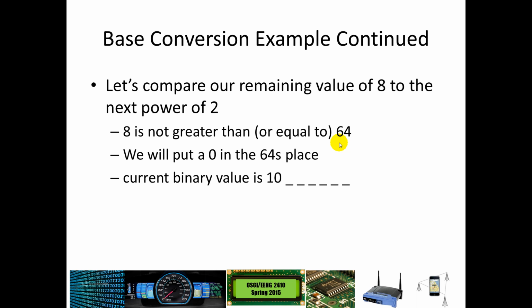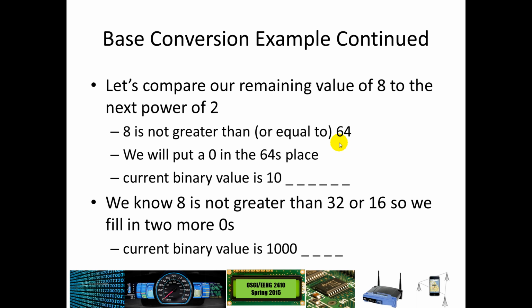So we're going to take that 8 and compare that to the next powers of 2 on down the line. So we've already dealt with our 128. Our next power of 2 is 64. And so we know 8 is less than 64, so we're not going to have a 1 there. That's going to be a 0. So we can go ahead and put a 0 in the 64's place. As we keep on going, we know that 8 is not greater than or equal to 32 or 16 as well. So we can fill in 2 more zeros on our chart. So now we've got 1, 0, 0, 0, and we still have 8 to represent, and we've got 4 more places to fill in.